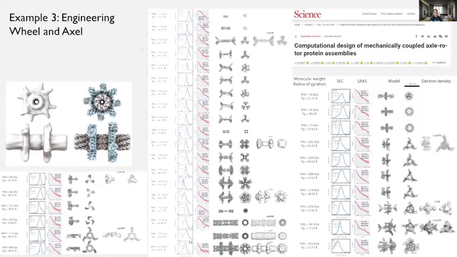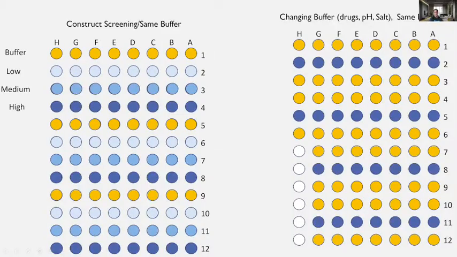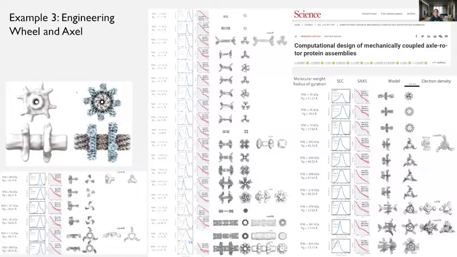Another example, and one that generally hits tons of home runs, is Dave Baker's lab. I mean, they publish science papers a lot that utilize a lot of the SAXS Beamline, the high throughput. So in this particular study that was just published, they created basically the wheel and axle for proteins.